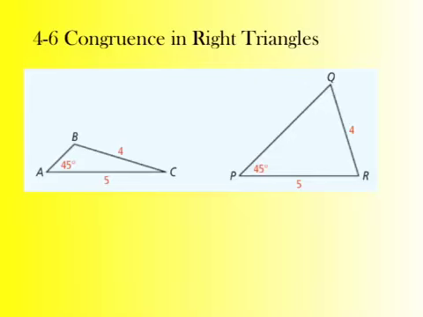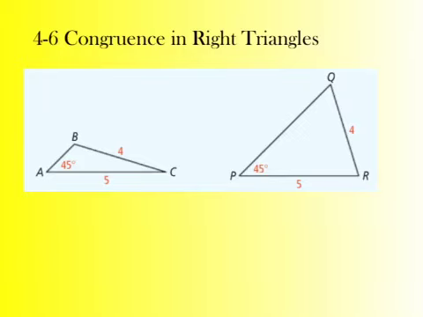Hey you guys, we are in Chapter 4, Section 6, and we are looking at congruence in right triangles. As you can see in this diagram below, we have two sides and a non-included angle of one triangle that's congruent to two sides and the non-included angle of another triangle. Segment AC has a length of 5, segment PR has a length of 5, BC has a length of 4, and QR has a length of 4. And angle A is 45 degrees and angle P is 45 degrees.